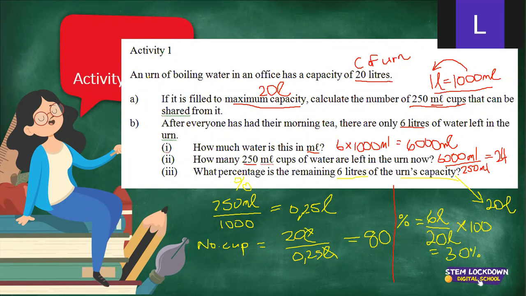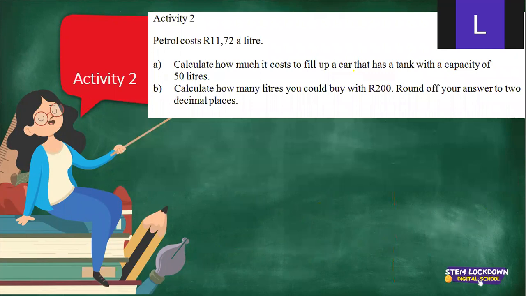Remember, the more you do, the better you do in an exam. Now let us continue. Those are your answers. Now activity two deals with consumption rate. Remember, consumption basically comes from the word consume. It means to use. Obviously, cars also consume petrol, so this question applies to cars.